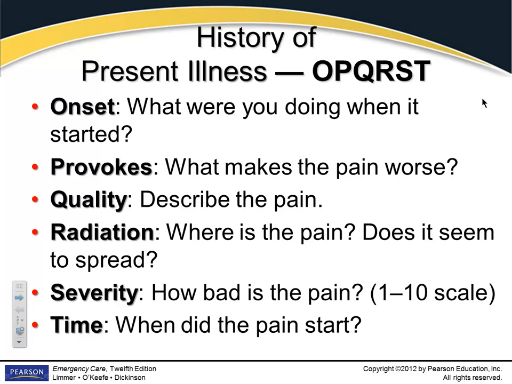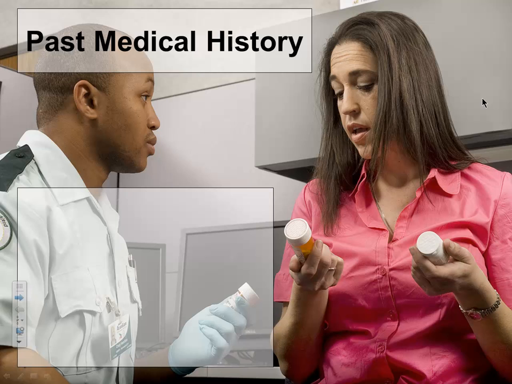Y'all gonna be able to fill this out if we have a quiz at the end? No. No. What's O mean? Onset? Yes. What's onset? What were you doing when it started? P? Provokes. What makes the pain better or worse? Quality? Describe the pain. What does it feel like? Radiation? Where is it? And is it moving? Severity? Scale of 1 to 10. How bad is it? Time? When did it start? See, y'all got that.